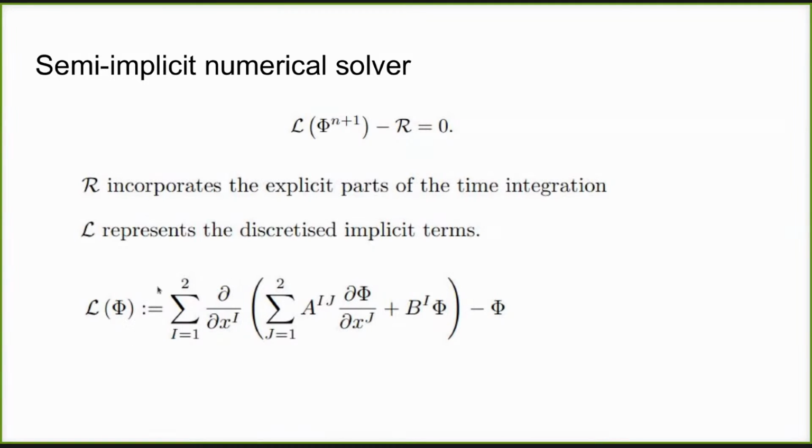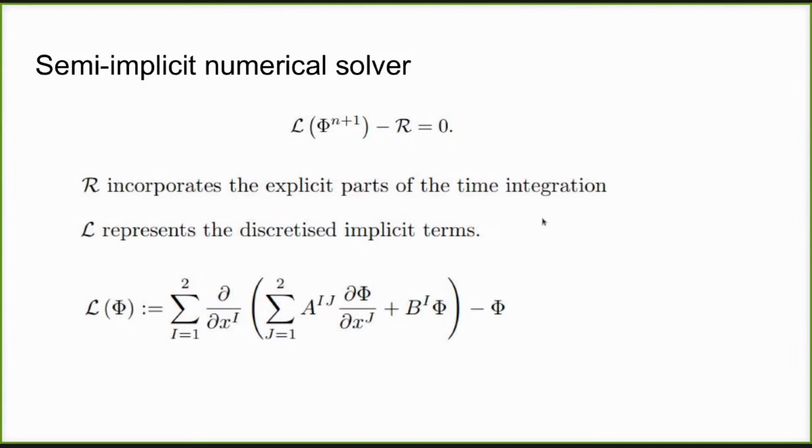But this equation is actually in the paper. It actually has some meaning, because this is a well-studied form of these linear operators, for which there's some theory. Just in case you wondered why they would write this down. L represents the discretized implicit terms, and R incorporates the explicit part of the time integration.